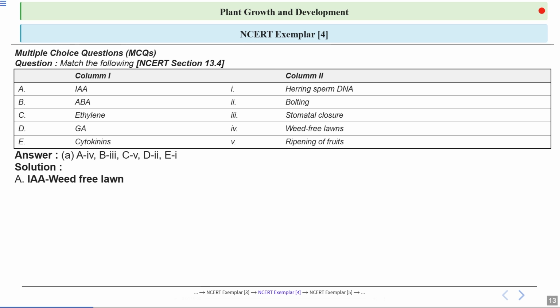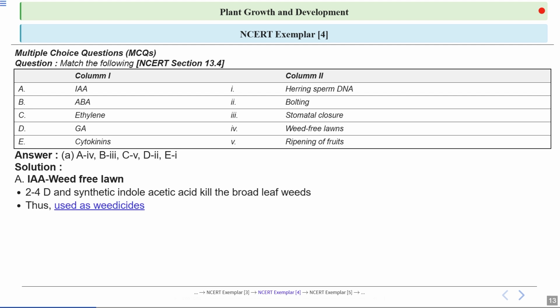So A, indole acetic acid, weed-free lawn. Indole acetic acid is used as a weed control. So this hormone is a key player in agricultural management. 2,4-D, a synthetic indole acetic acid, kills the broadleaf weeds, maintaining healthy lawns and fields. So this is a type of weedicide, right? Showcasing the practical application of plant hormone knowledge.